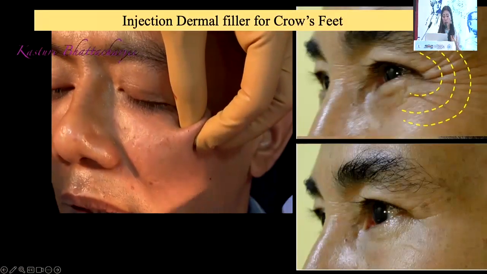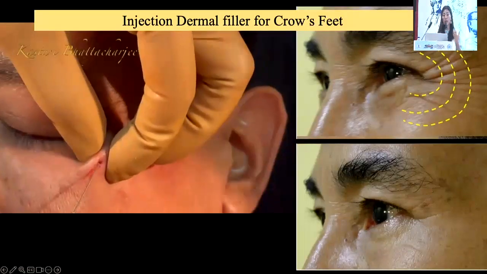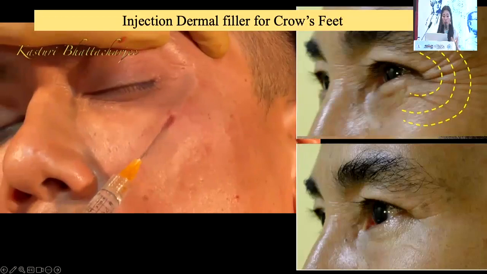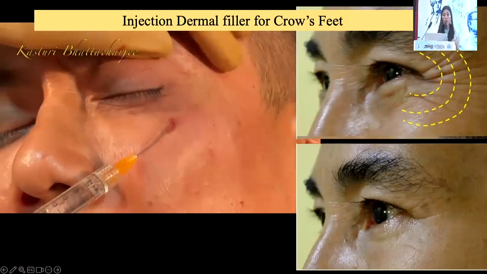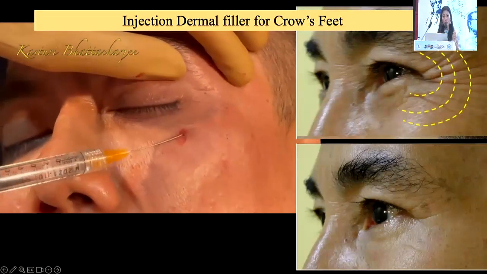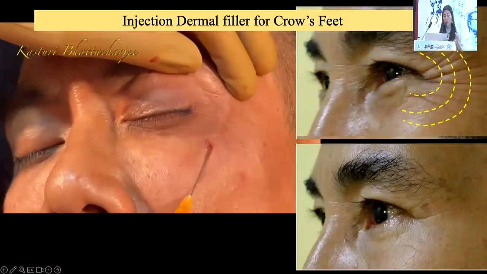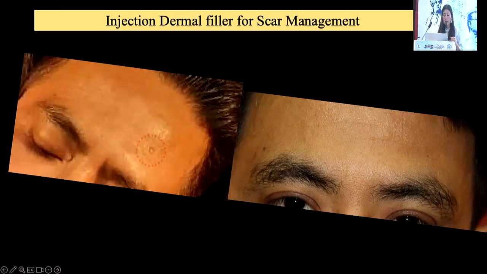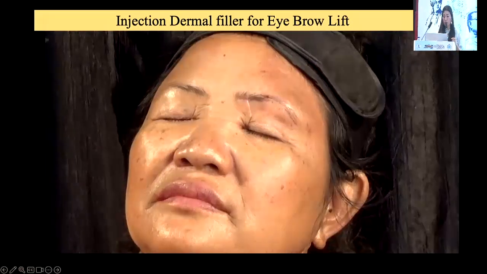Other periocular indications: many patients are reluctant to take botulinum toxin type A because they feel that it's a toxin. So dermal filler works very well for the crow's feet, and you can usually go just above the orbicularis muscle and inject the product. And this is a patient where the scar has been revised following the injection of the dermal filler.